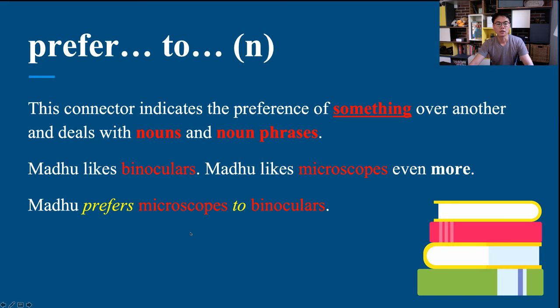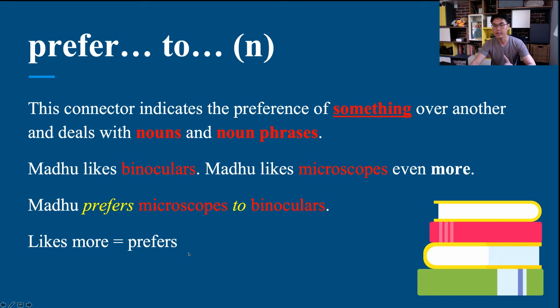Notice that the object that is liked more or preferred more always follows the connector prefers. It will be the same later for the other connector. So remember, whatever you like more always follows the first connector prefers. Notice also that the subject-verb agreement rule applies. Madhu, a singular subject, takes on prefers, a singular verb. One puts S after the verb. So the subject-verb agreement rule applies in prefer to. Right? So likes more equals prefers, therefore Madhu prefers microscopes to binoculars.